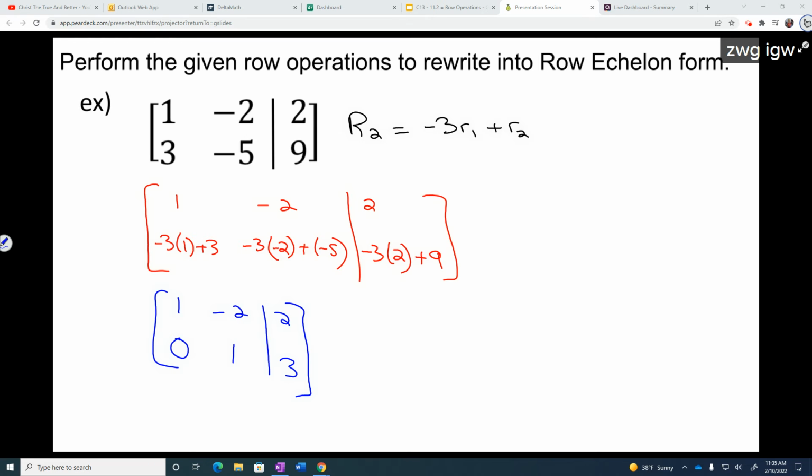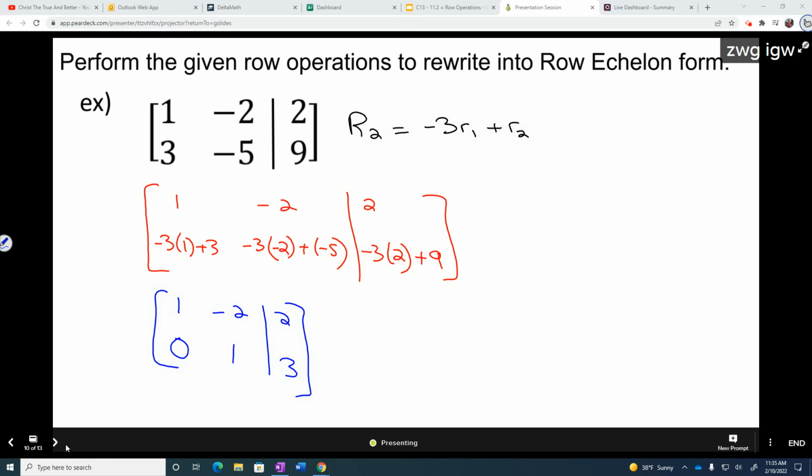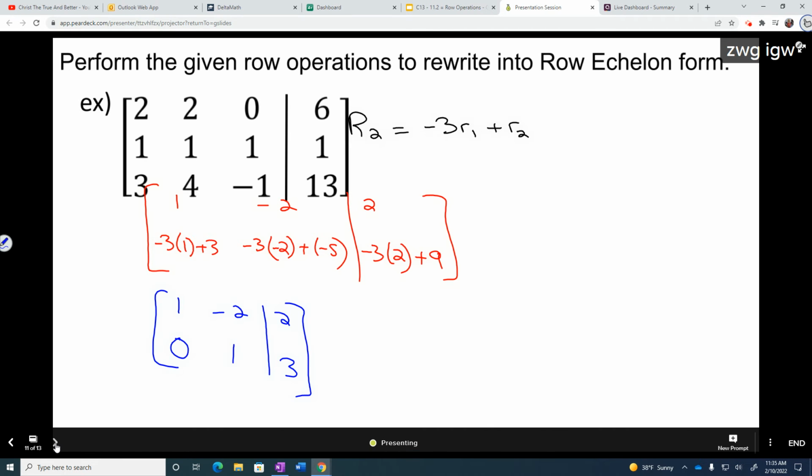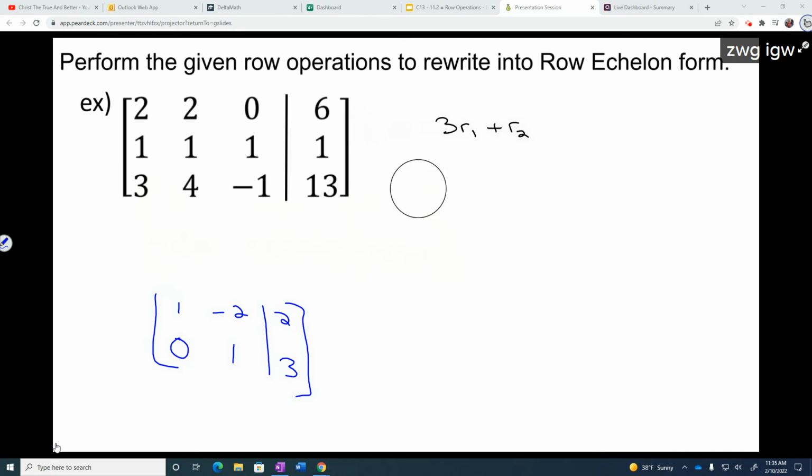Now we're going to try a couple 3 by 3 ones where it gets a little bit more challenging. We'll throw in a third row. Add another layer of numbers in there. It's a lot more confusing.